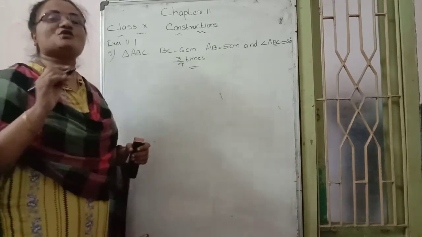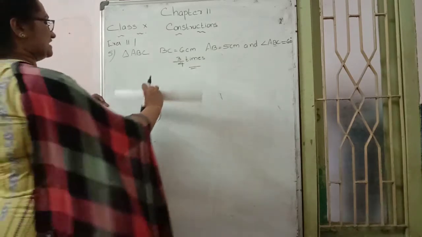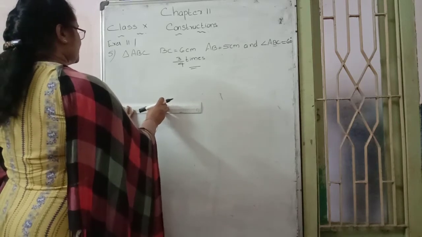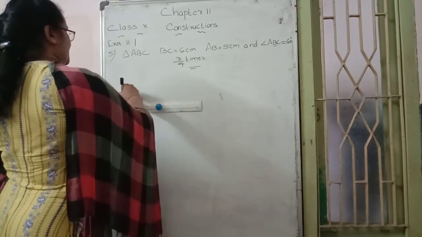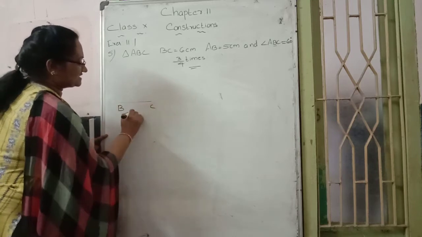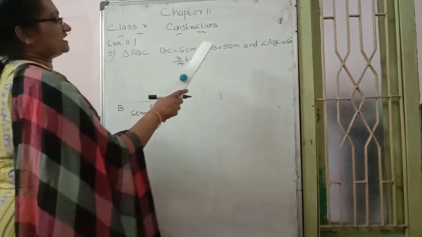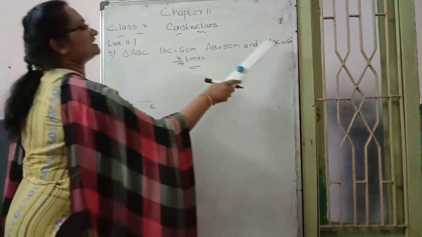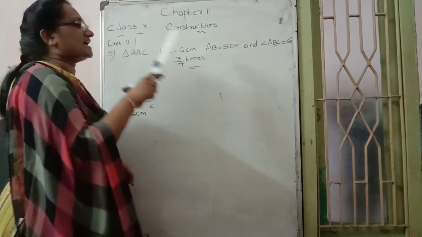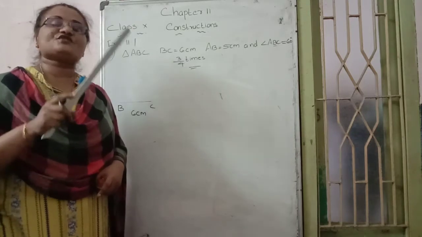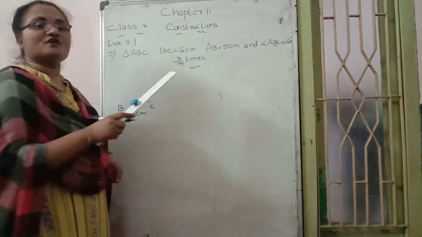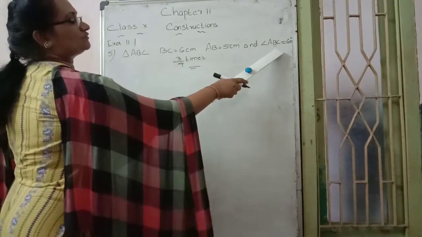First of all, we want to construct the triangle. How to construct? First, the BC side value is given as 6 cm. So from 0 to 6 cm, we draw a line segment and mark it as B and C. Next, what is given? The AB side is 5 cm, and the third measurement is the angle, 60 degrees. When an angle measurement is in the question, we give preference to constructing the angle first, and afterwards we take the side value.